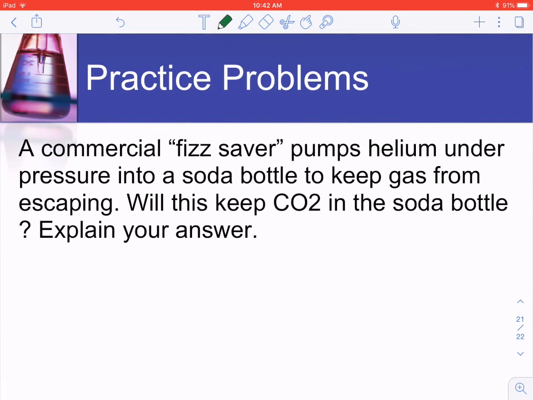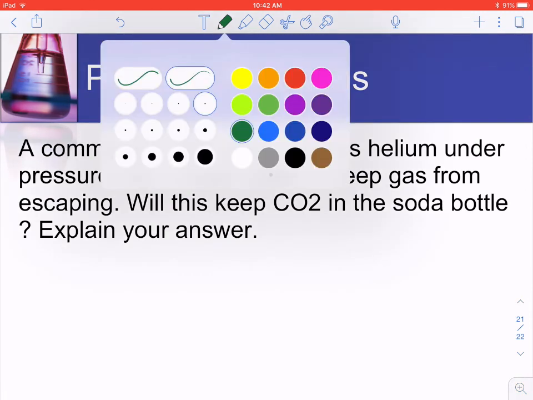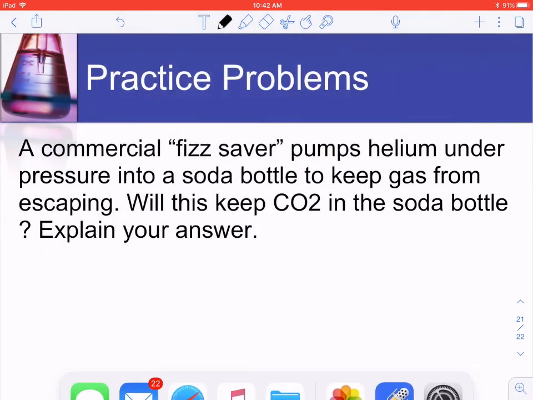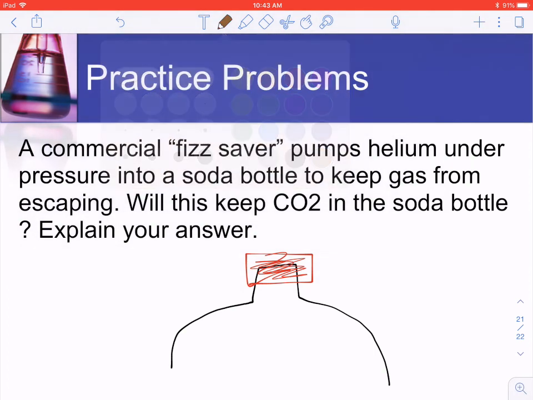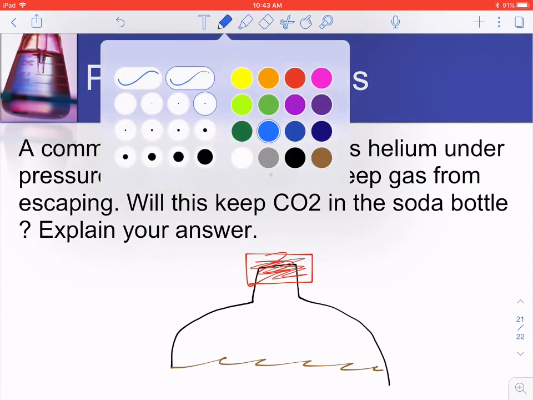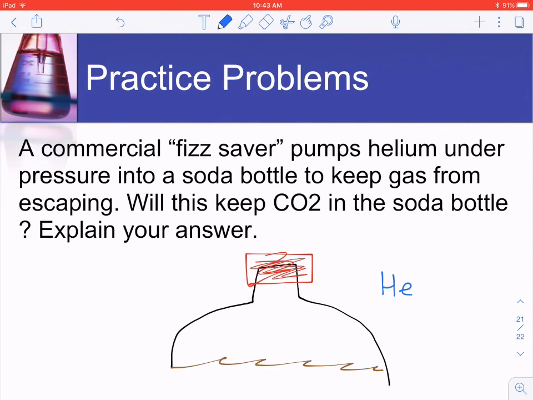We're told that commercial fizz savers, what they do is they pump helium under pressure into a pop bottle. So let's draw ourselves the top of our pop bottle. Here is the top of our bottle. It's got a cap on it. We've got the top of our Coke or whatever have you right here. And so this fizz saver, what's it going to do? Well, it's going to pump in some pressurized helium. So helium is going to get punched in here, and we're going to get more and more and more of it. Will this keep CO2 in the bottle?